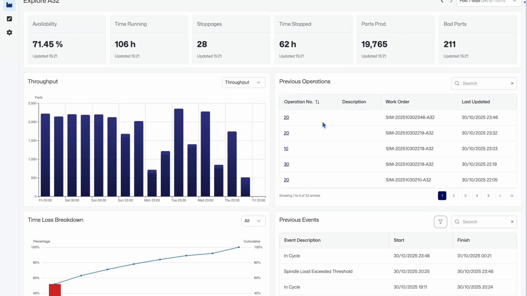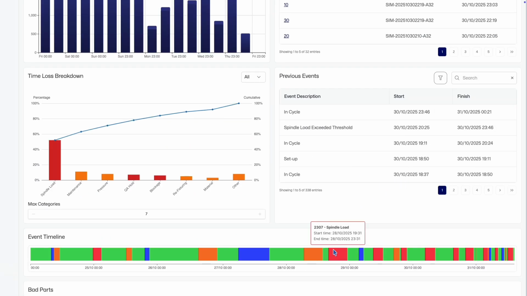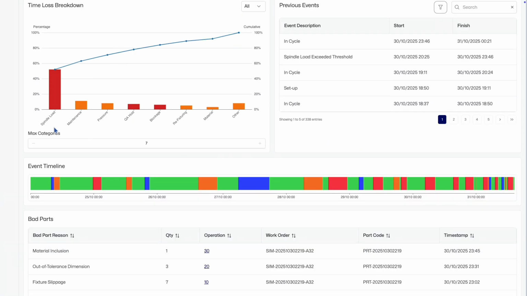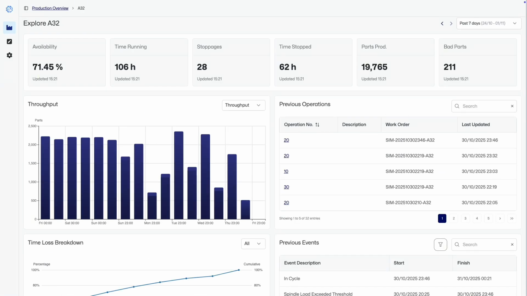When we zoom out to the last 7 days, a pattern jumps out. You can see a cluster of similar stoppages beginning right after a maintenance event. This is exactly the kind of insight that's hard to spot when teams rely on manual checks and isolated spreadsheets. With the issue now confirmed as recurring, it's time to dig deeper.